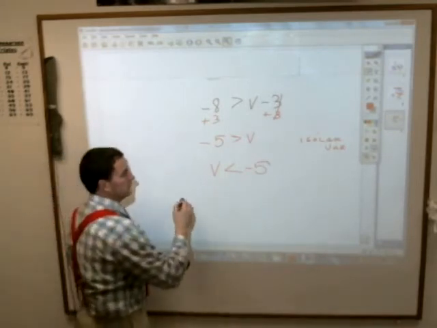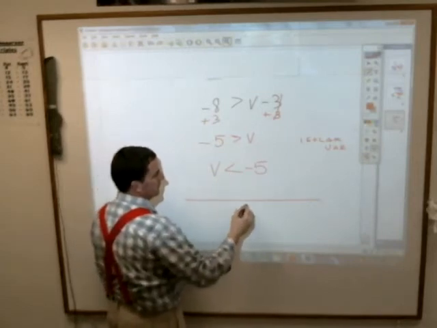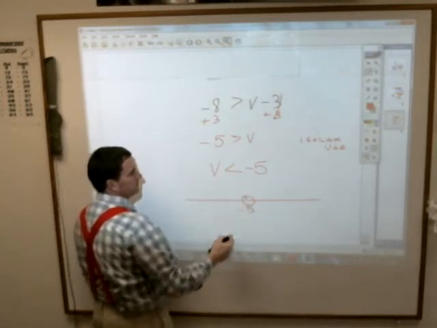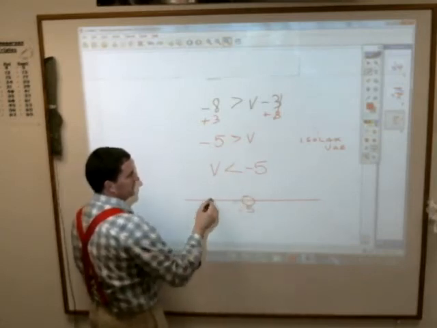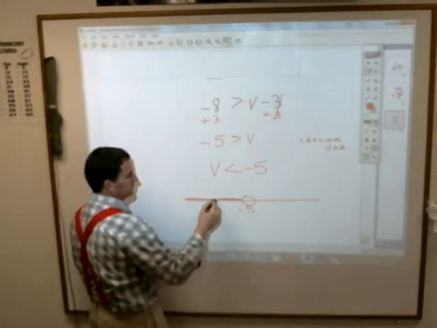And then when you graph it, is it an open circle or a closed circle at negative 5? Open. Remember, if it's not equal to, it's open. And then the little arrow shows you that it's all the things that are less than negative 5 over here.